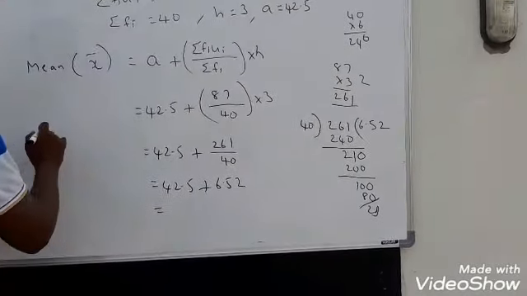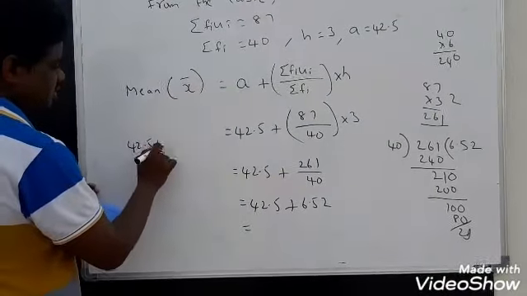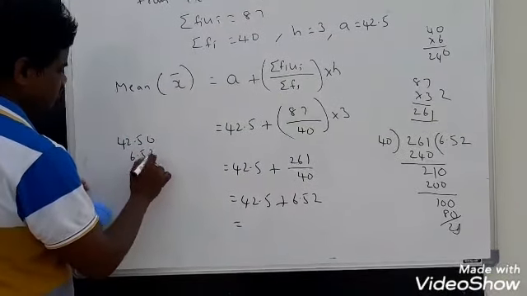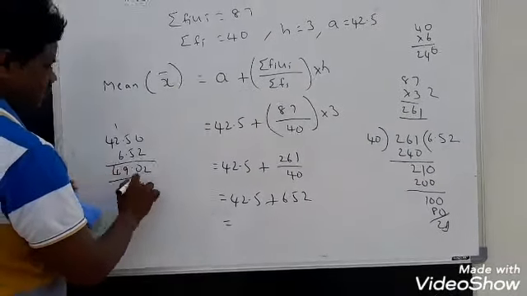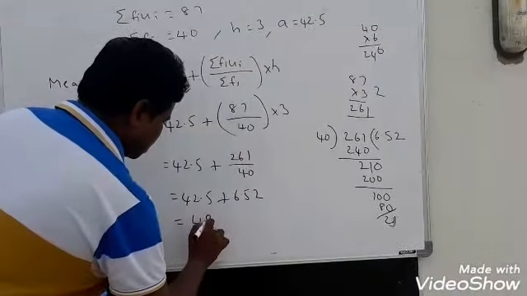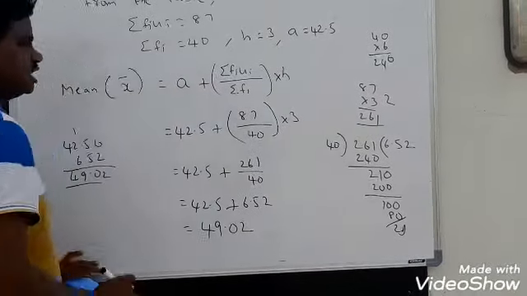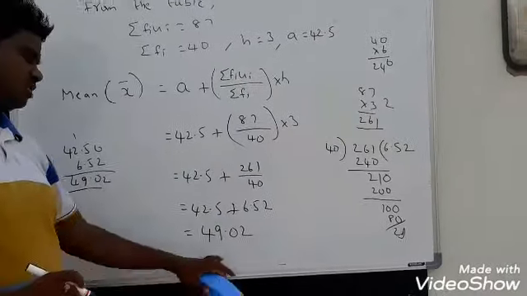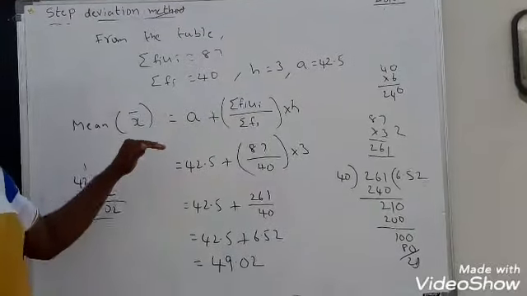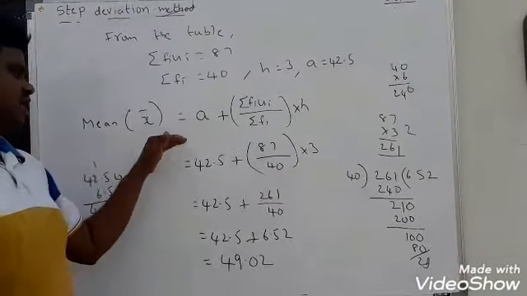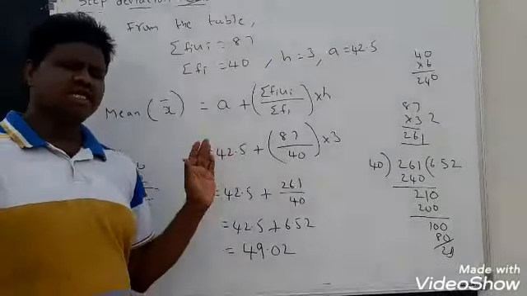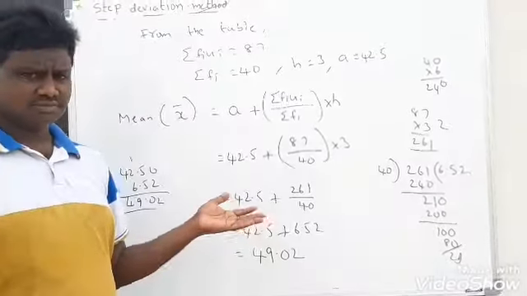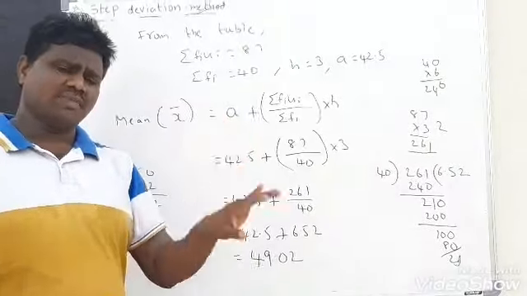If you add 42.5 and 6.52, you get 49.02. This is the mean value. So by using the step deviation method, the mean value is 49.02.